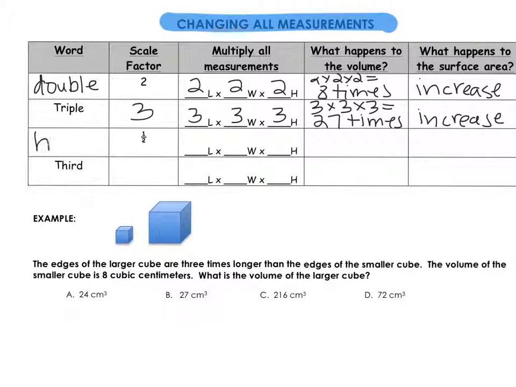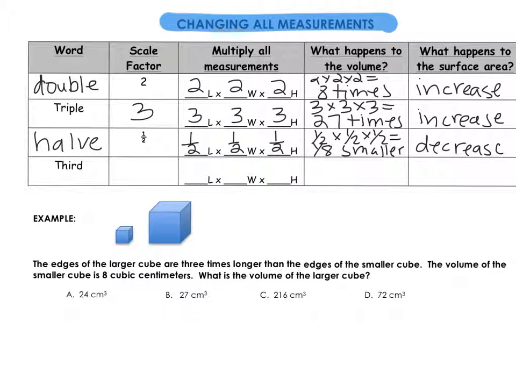You can also halve all of the measurements. In other words, you're multiplying every measurement by 0.5, or 1/2. And when you multiply all those together, you are going to get 1/8 the original size. So in other words, the volume is going to be 1/8 times smaller. And your surface area will decrease.